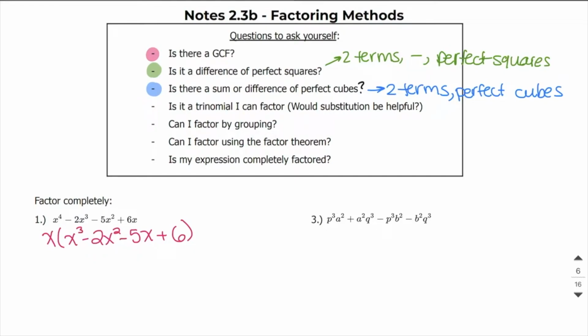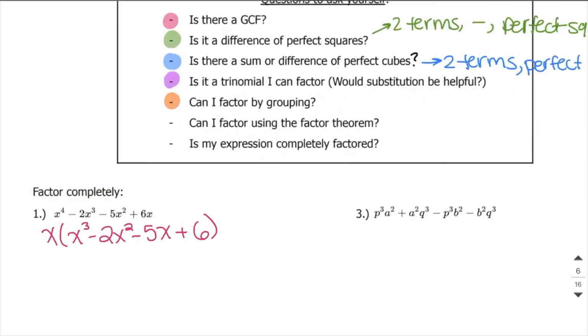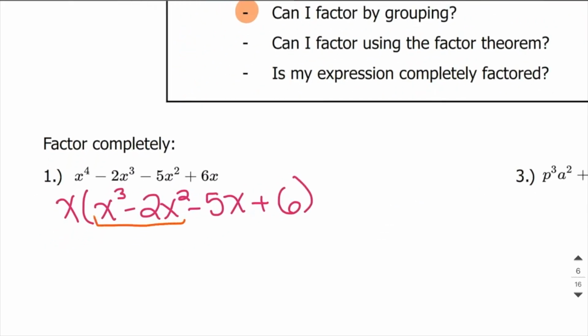So then the next question is, is it a trinomial that I can factor? Well, it's definitely not a trinomial because there are 4 terms. So then I'm going to ask myself, can I factor by grouping? When I look right here, strategically, if I factor this by grouping, I would group these two together. There's an x squared in common.